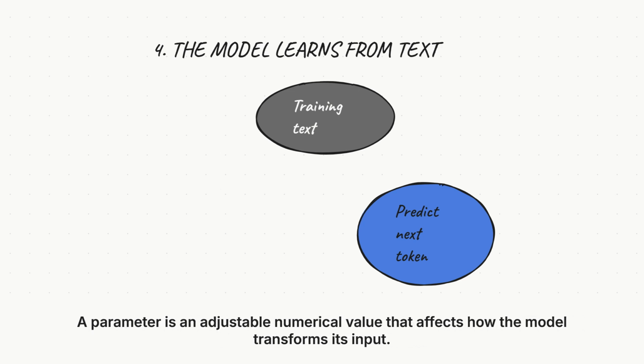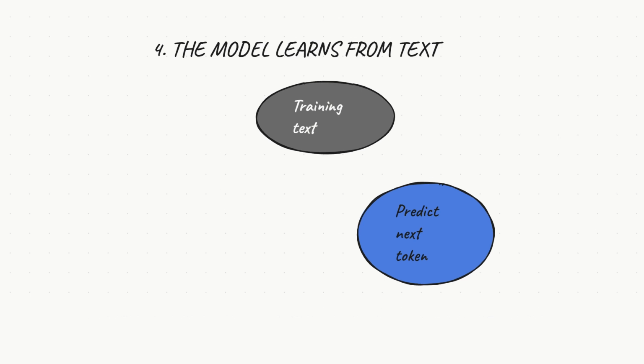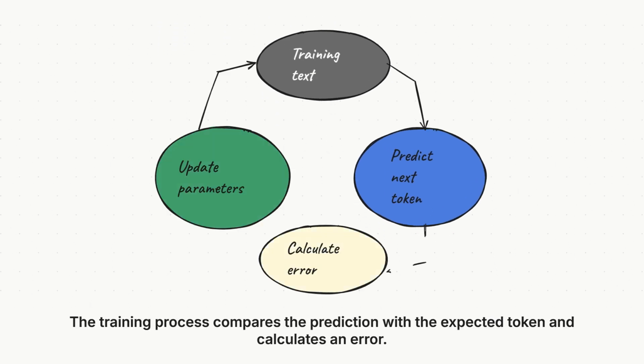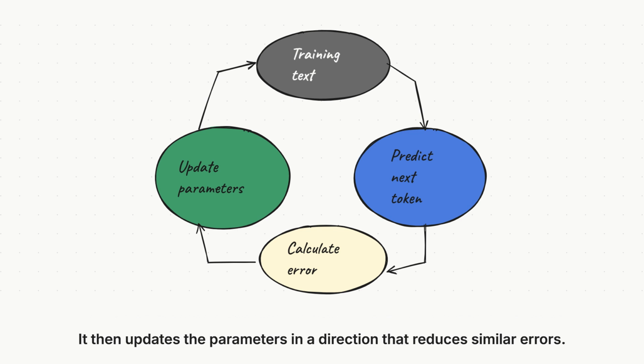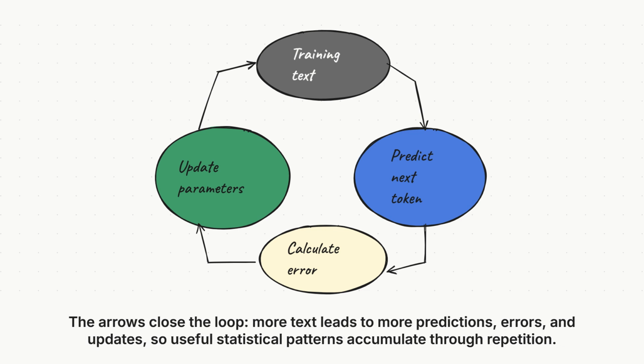A parameter is an adjustable numerical value that affects how the model transforms its input. The training process compares the prediction with the expected token and calculates an error. It then updates the parameters in a direction that reduces similar errors. The arrows close the loop. More text leads to more predictions, errors, and updates, so useful statistical patterns accumulate through repetition.